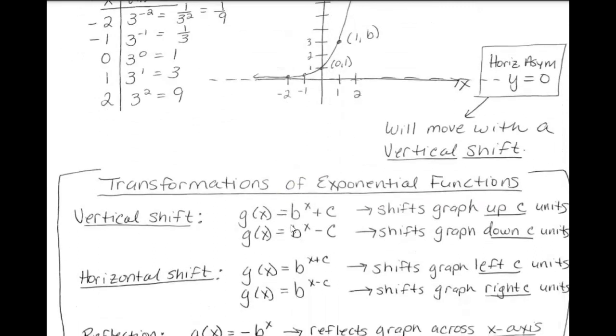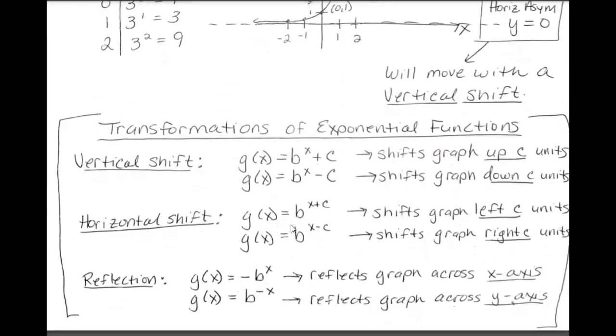All right, so our transformations from section 2.5, we are only going to worry about identifying vertical and horizontal shifts and reflections. We're not going to do stretches and shrinks. All right, so if our exponential function is the general form b to the x, if I add a number, it's going to shift the graph up that many spaces. And if I have the b to the x format and I subtract a number, it's going to shift it down. So just like before, adding or subtracting behind the function is going to move it up or down. That's a vertical shift.